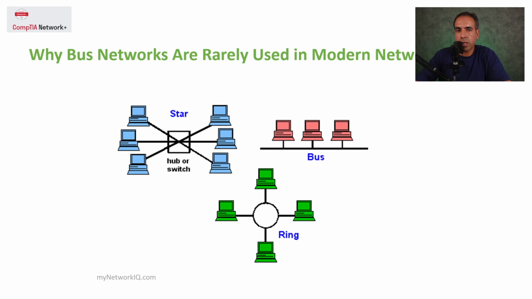The central bus cable in a bus network creates a single point of failure, and if it goes down, the entire network is affected. Additionally, as more devices are added, the network becomes more prone to data collisions and signal degradation, leading to decreased performance. And of course, again, troubleshooting issues in a bus network can also be difficult and time-consuming. So modern networks prefer topologies like star and mesh, which offer better performance, reliability, scalability, and ease of management.